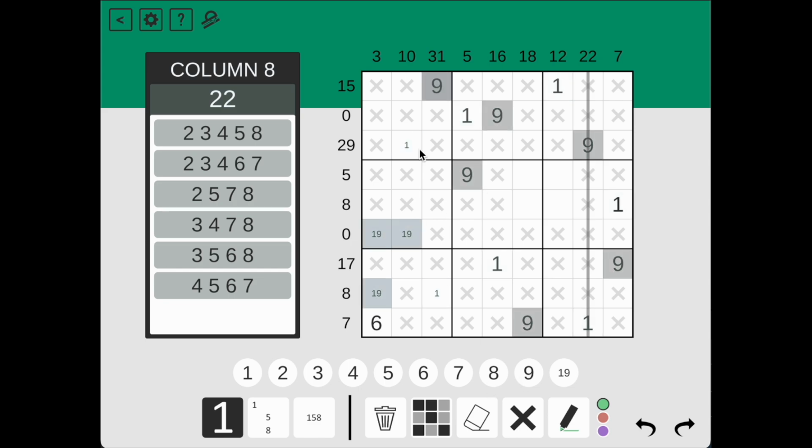This is a 9. And a 1. And a 9. And a 1. And a 9. And a 1.